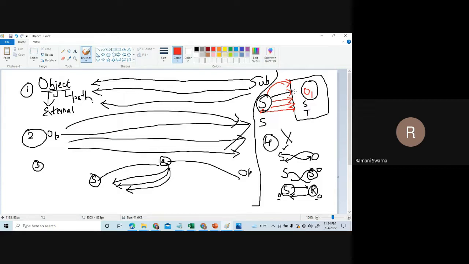Now, this is one way to understand the object. The second way to understand the object is that the subject is absolutely calm and quiet. Nothing happens within the subject. However, it is the object which is giving certain information to the subject.